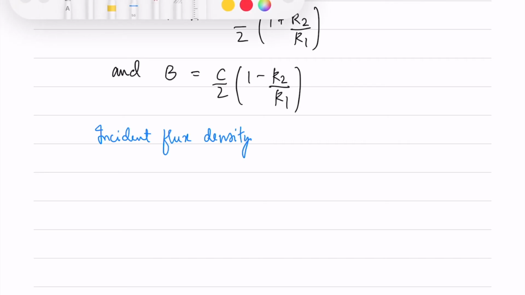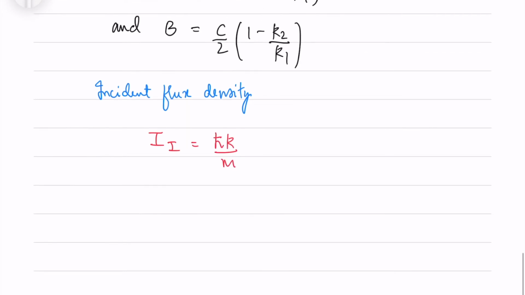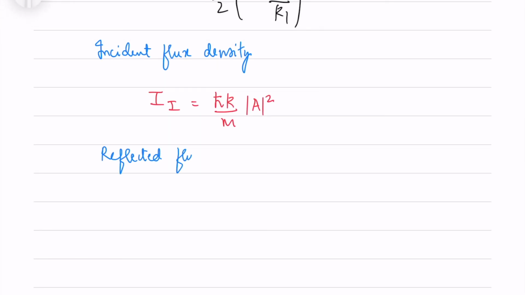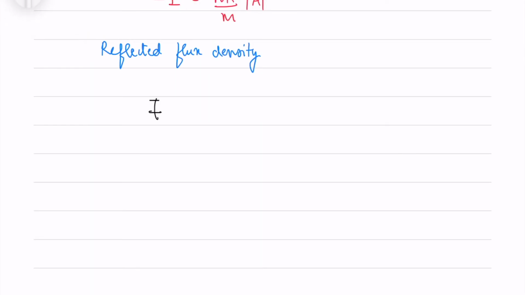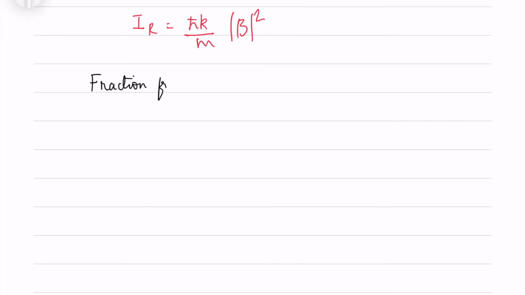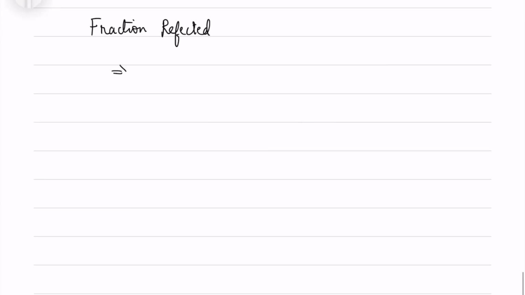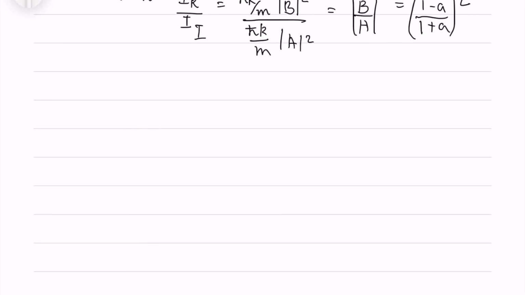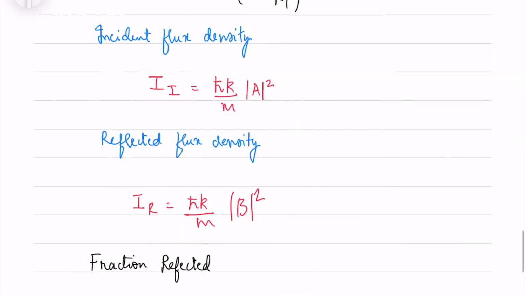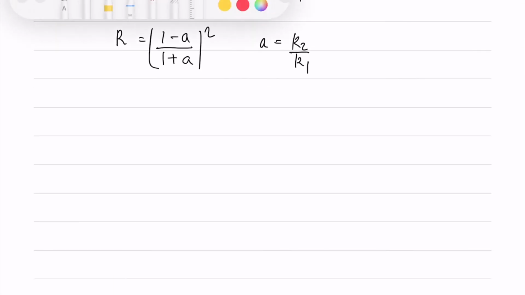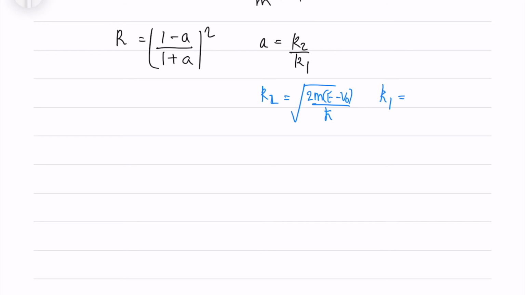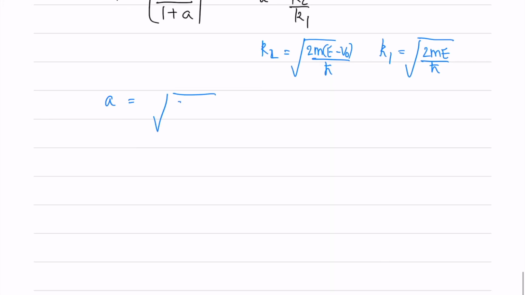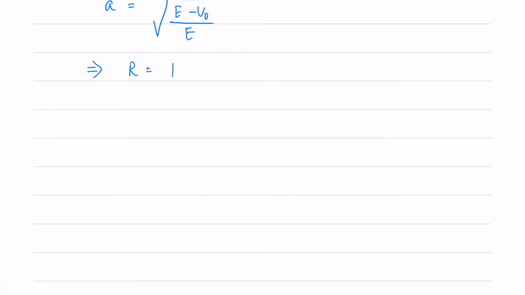So the incident flux density is given by the square of the amplitude A, and the reflected is given by the square of B. So we just need to take A and B. So the fraction reflected is the reflected by the incident. So that gives a very simple equation, and we can solve for k2 and k1. So A is nothing but the square root of (E minus V0) by E.